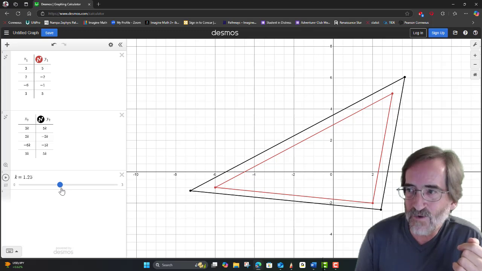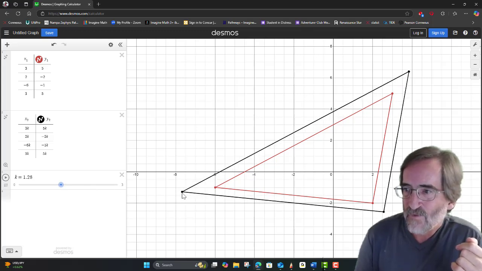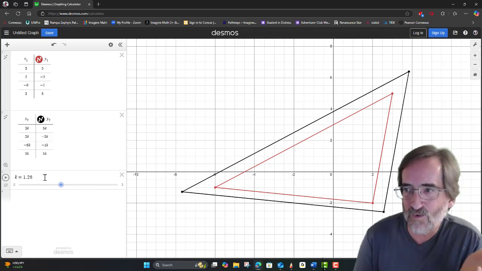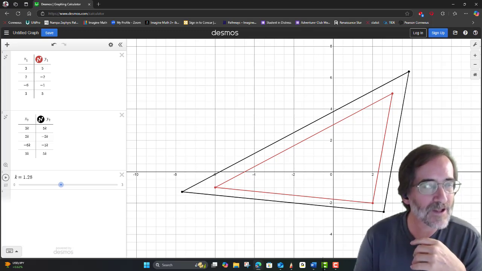But notice again the principles we've got. The black lines are all parallel to the red lines, right? And the lengths are proportionate to the scale factor. In this case, 1.28. So the black lines are all 1.28 times longer than the red lines. Okay, hopefully that helps.